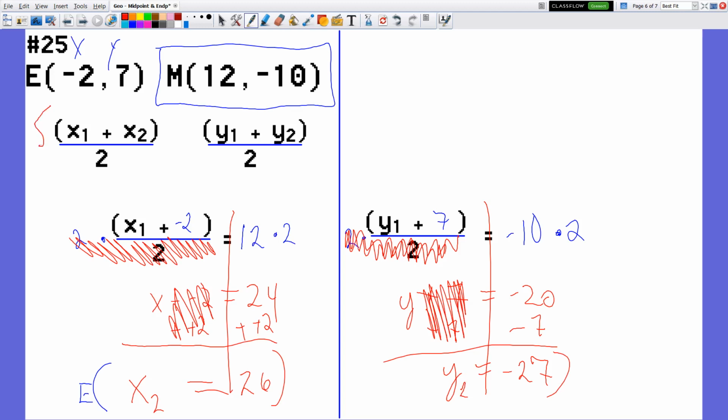Plug that back into your midpoint formula, using your two endpoints, one which is up top and the other which is down below, 26, negative 27. Whenever you solve the midpoint formula, you should get 12, negative 10.